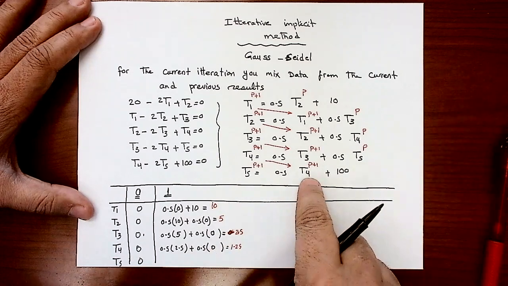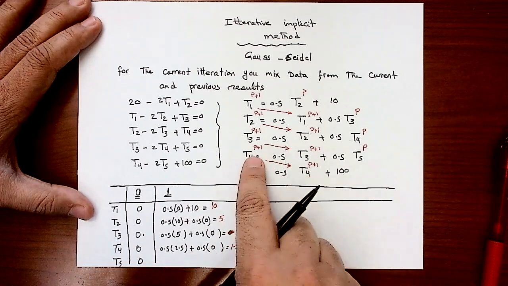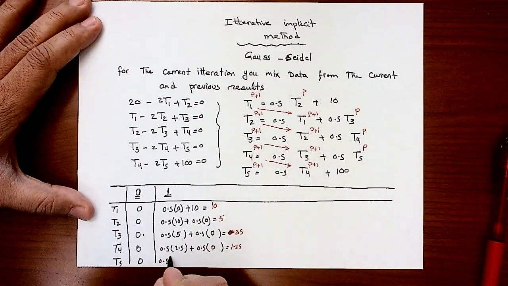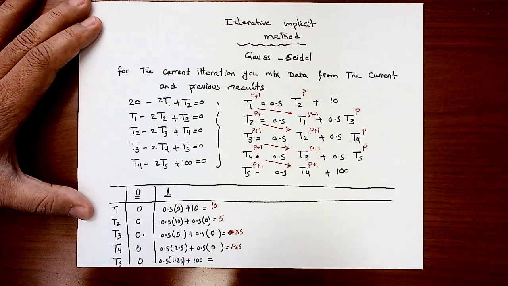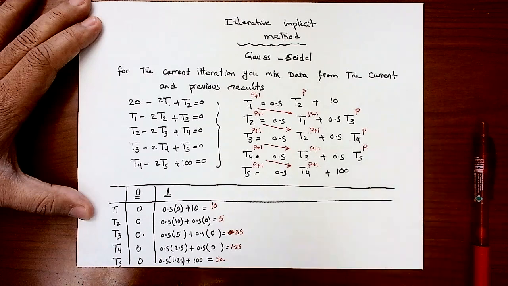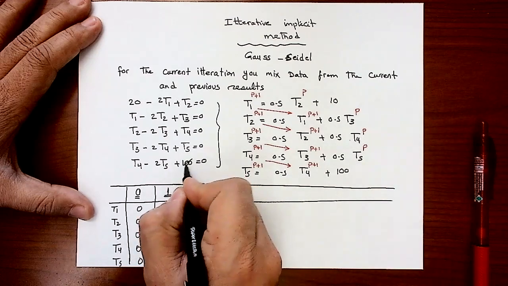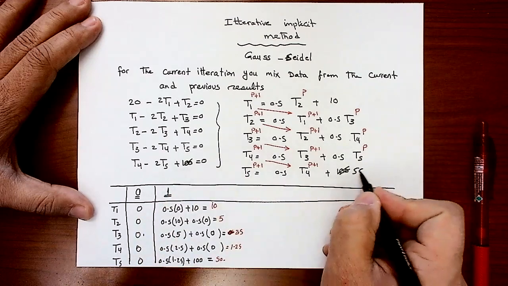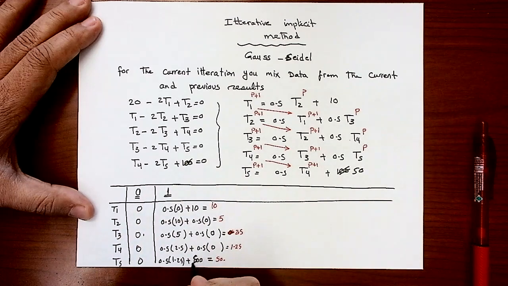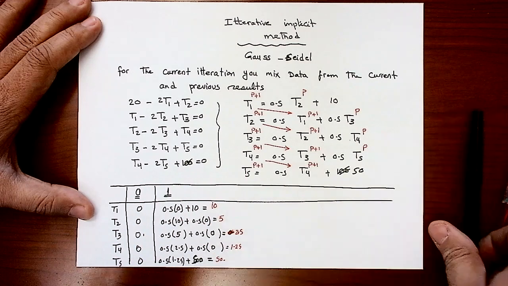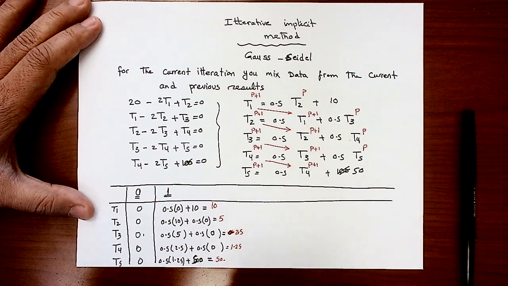Then going for T5, I need T4. T4 is already calculated, so I'm going to get 0.5 times 1.25 plus 100. You will get the value of T5. Now T5 should actually be 50. That's 100 here, but this should be 50 because you divided by 2. So this should be 50 in here. Okay, so this would be 50.625.